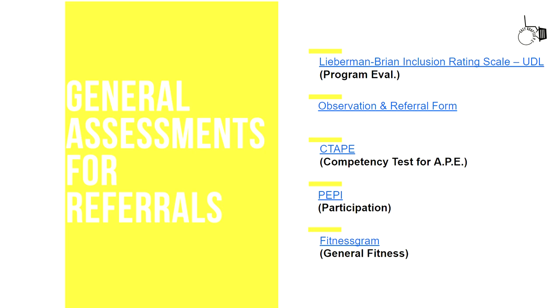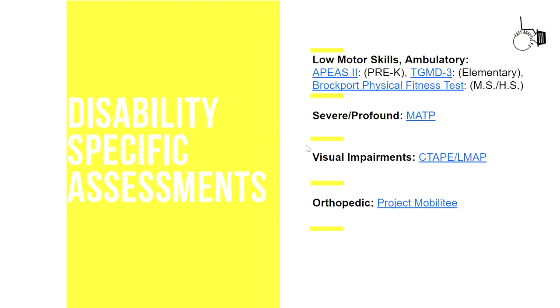And the Fitnessgram is something that we use in our buildings, so it's obviously something that I'm going to be using as well in this general referral assessment. Disability specific assessments are the ones I'm going to be using for student specific disabilities. So for low motor skills, but kiddos that are still ambulatory, I'm going to be using the APE 2, the DGMD3, and the Brockport physical fitness test, all depending on what grade and age level they are.